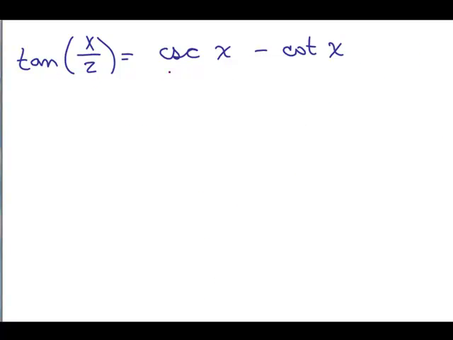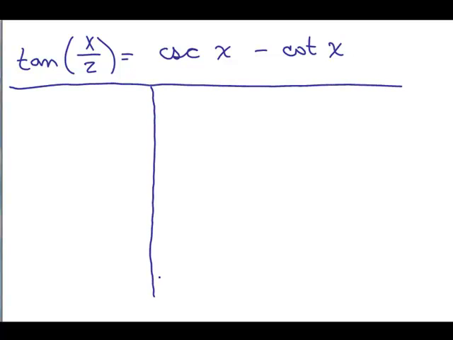Tangent of x over 2 equals cosecant of x minus the cotangent of x. I'm going to use the same type of method here, drawing the line out. I'm going to work on the right-hand side this time because when I don't have things in terms of sines and cosines, usually to me that's the easiest way to get started. So the cosecant is 1 over sine of x. And the cotangent is the cosine of x over the sine of x.